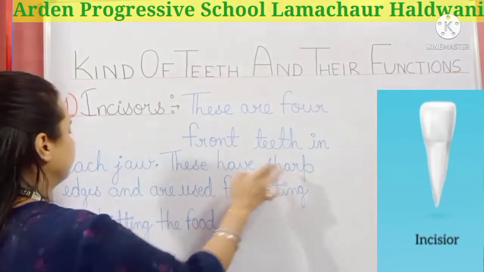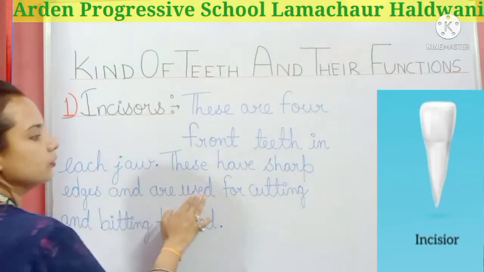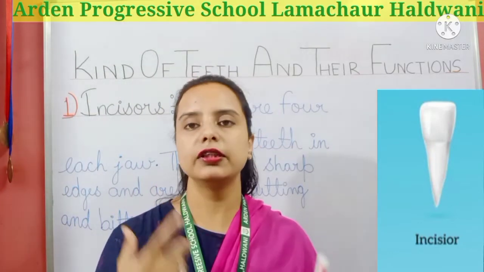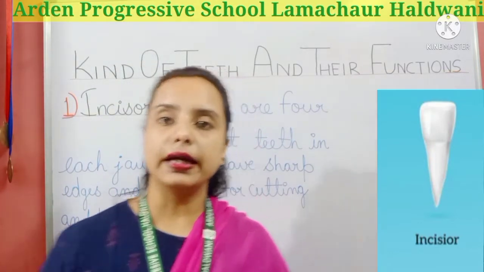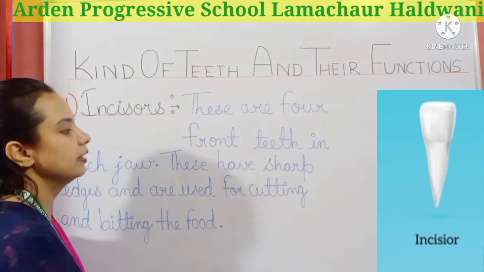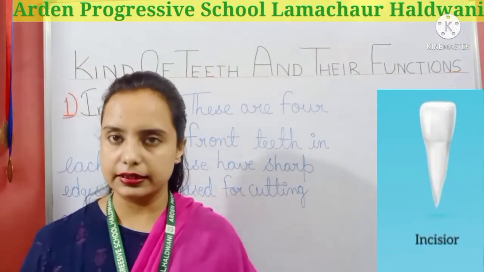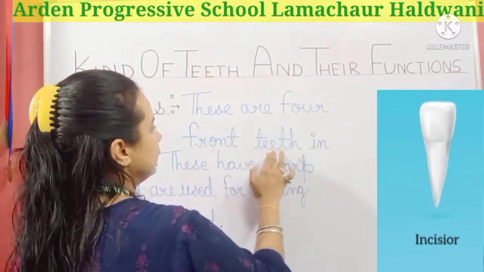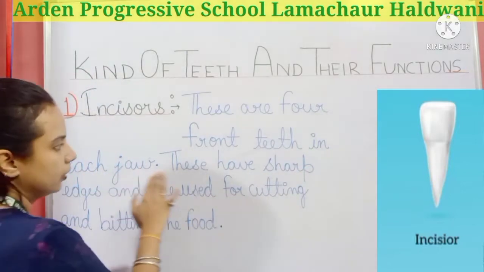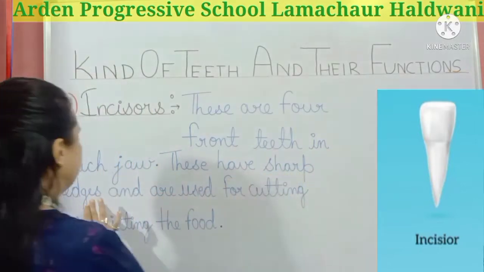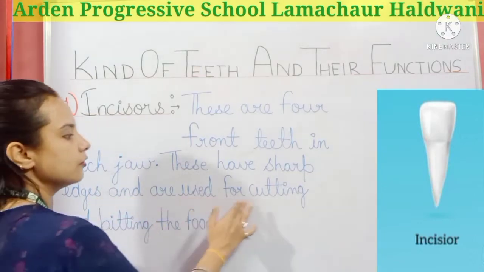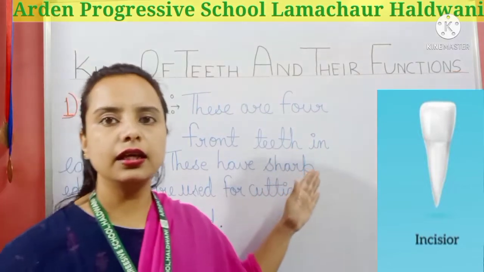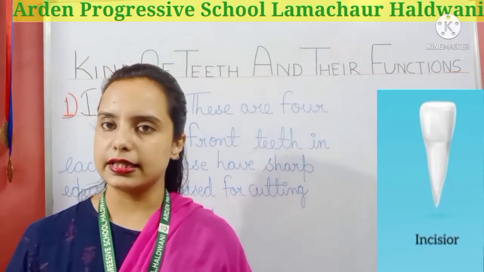These have sharp edges and are used for cutting and biting the food. That's why they are commonly also known as the cutting teeth. Incisors are the 4 front teeth in each jaw, with sharp edges used for cutting and biting the food. Here you can see the photo of the incisors.